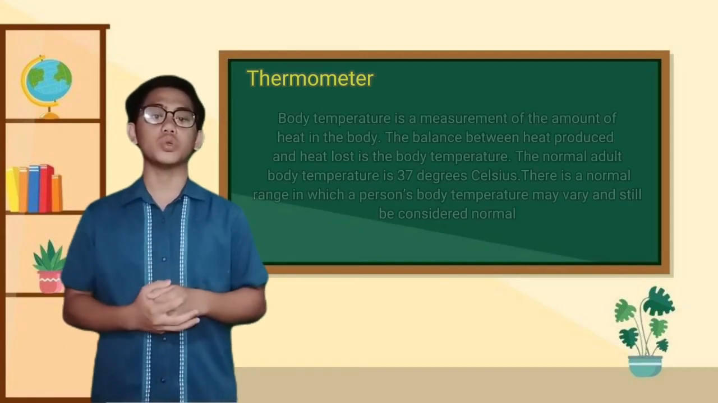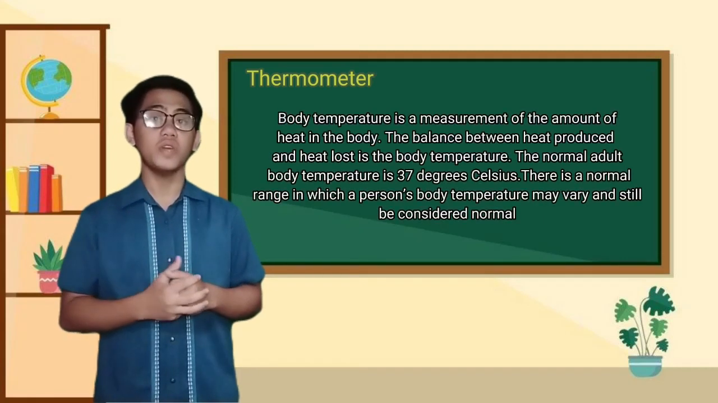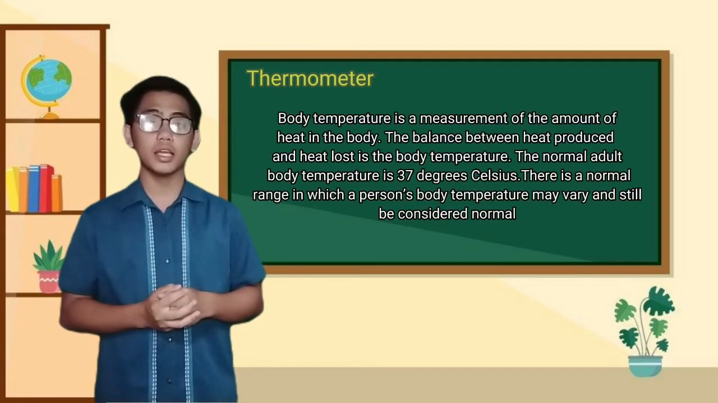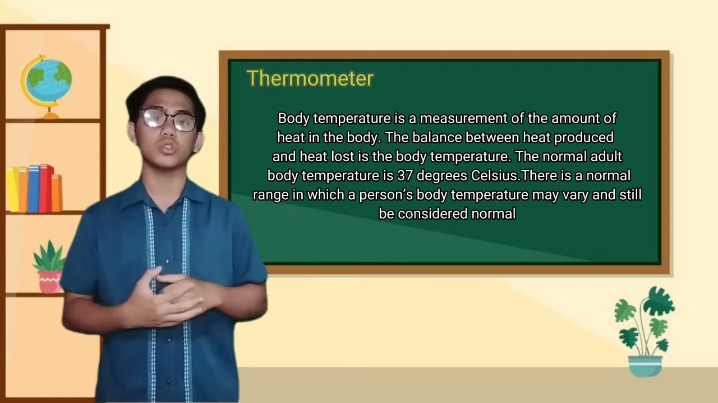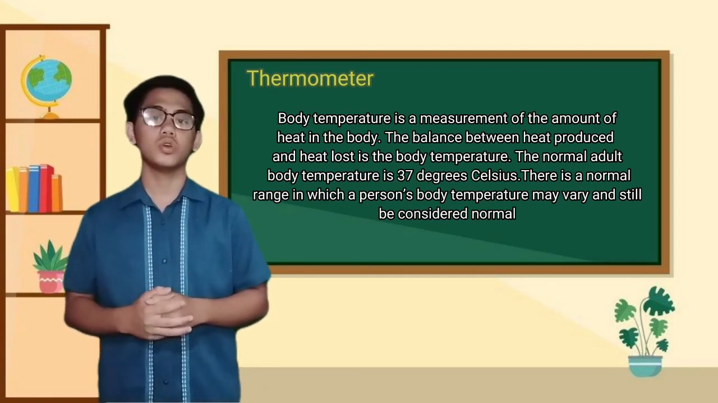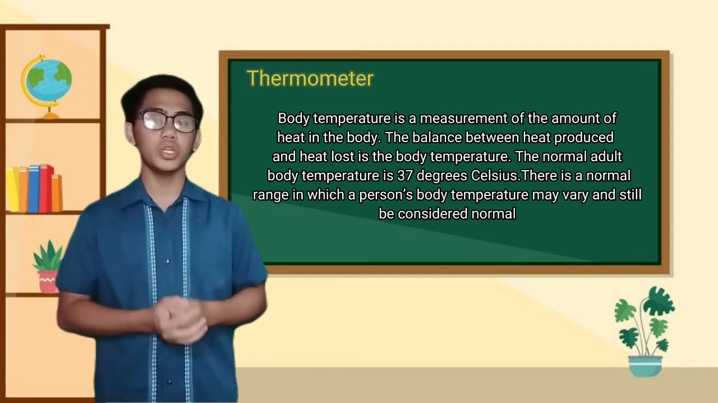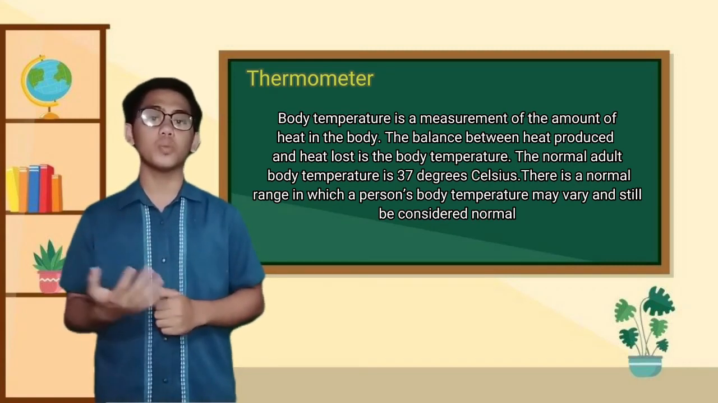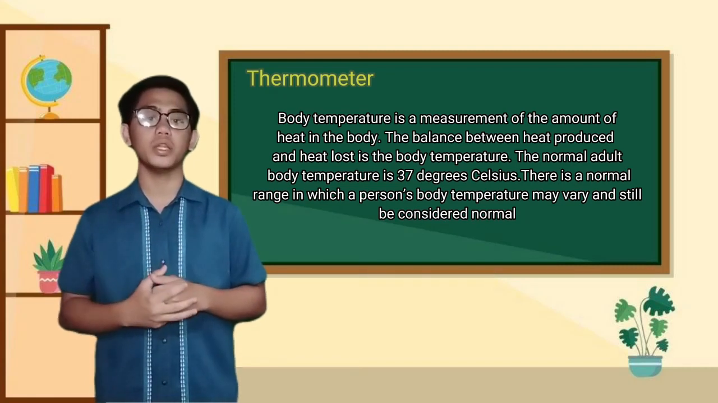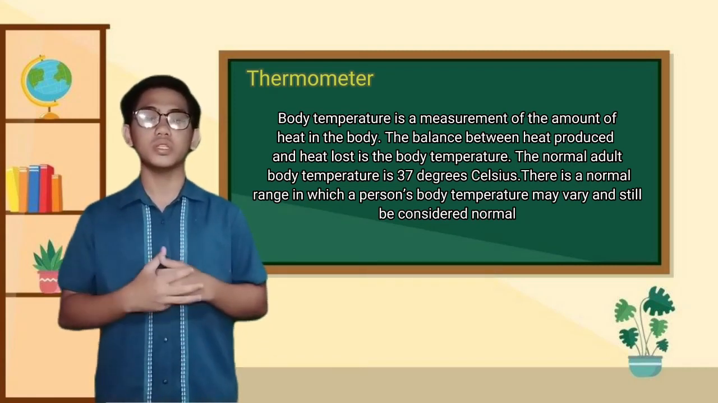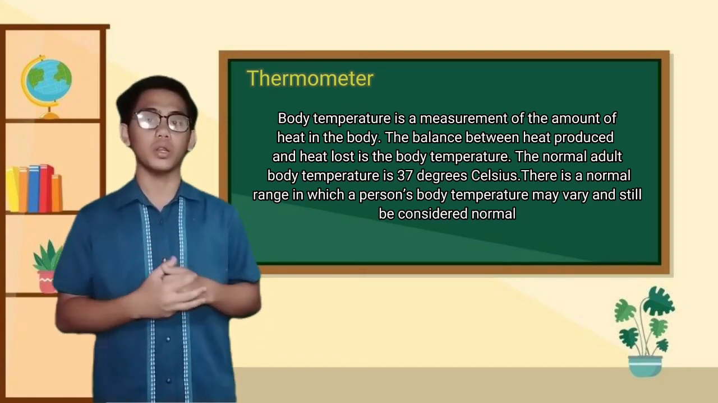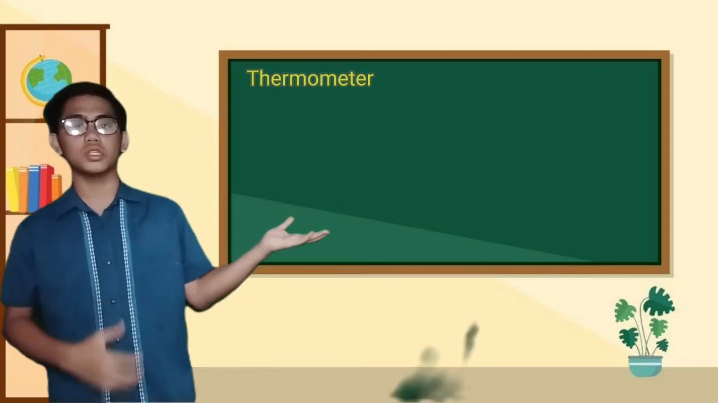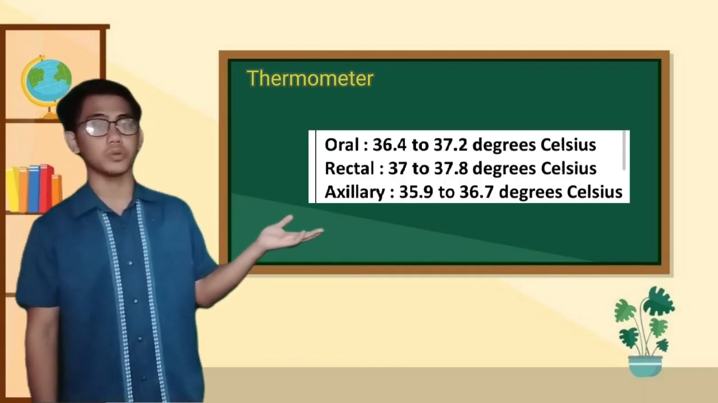So body temperature is a measurement of the amount of heat in the body. It is the balance between heat produced and heat lost in the body. The normal adult body temperature is 37 degrees Celsius. There is a normal range in which a person's body temperature may vary and still be considered normal. So take a look at this normal range of body temperature.